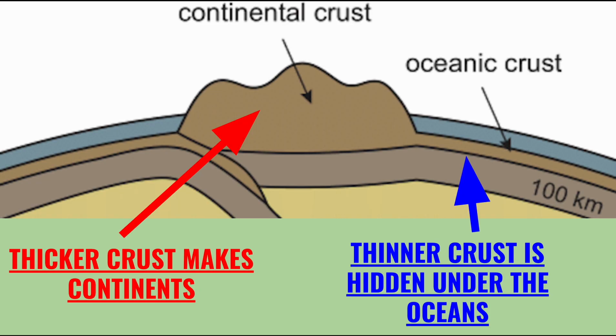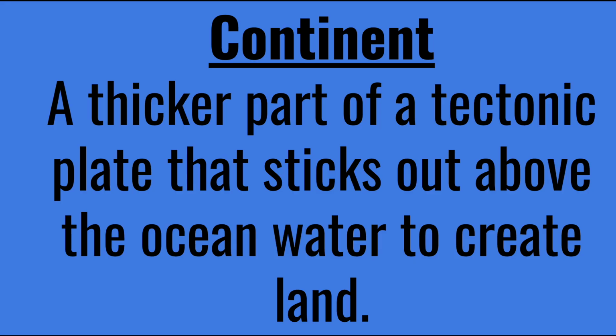Very good. Here's a cross-section diagram. It's like you took the Earth's surface and sliced it in half. The continents are thicker crust. And underneath the ocean is oceanic crust, which is thinner crust. See how this works? Very good. Press pause and write this in your notebook, and then hit play when you're ready to continue.